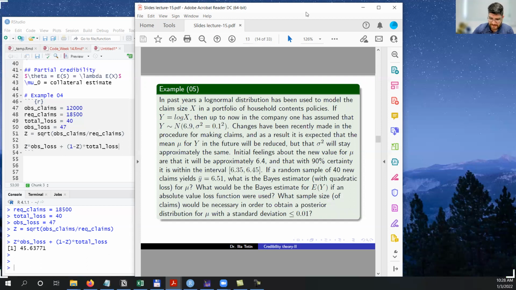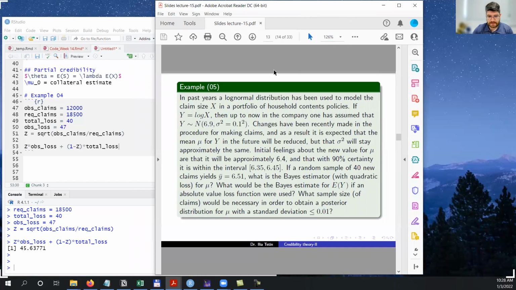In past years, a log normal distribution has been used to model the claim size X in a portfolio of household contents policies. If Y is log X, then we assume that Y follows the normal distribution with mean value 6.9 and variance 0.1 squared. Now we have changed the procedure.